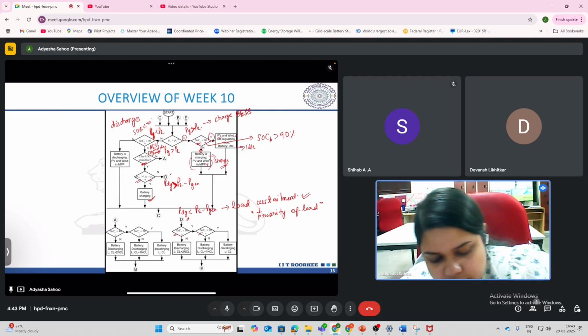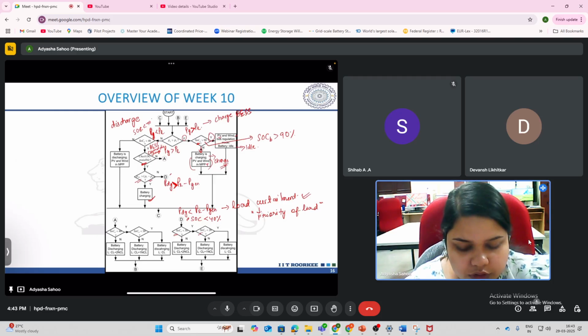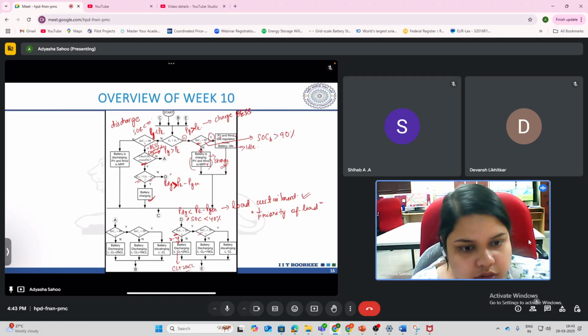So we are at D, which means the SOC is less than 40%. So now how do we use this 40% SOC to provide the loads? Then you check: is the SOC less than 30%? If it is no, that means your SOC is somewhere between 30 and 40%. So here the battery can provide power to the critical load plus some non-critical load.